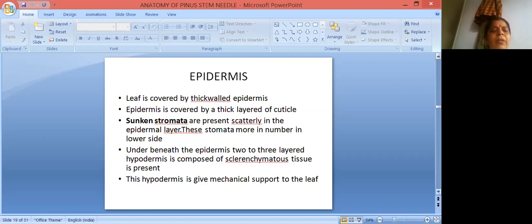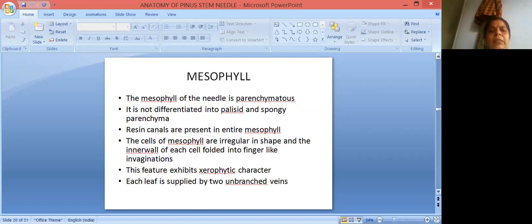And in between the hypodermis and endodermis, the tissue occupying most of the space, made of parenchyma, is known as the mesophyll tissue. Normally, in any leaf, below the epidermis the mesophyll tissue is present, whether it is dicotyledon or monocotyledon. Mesophyll is the common tissue which occupies the entire leaf lamina, even in pinus, which belongs to gymnosperms. The mesophyll tissue is multi-layered.